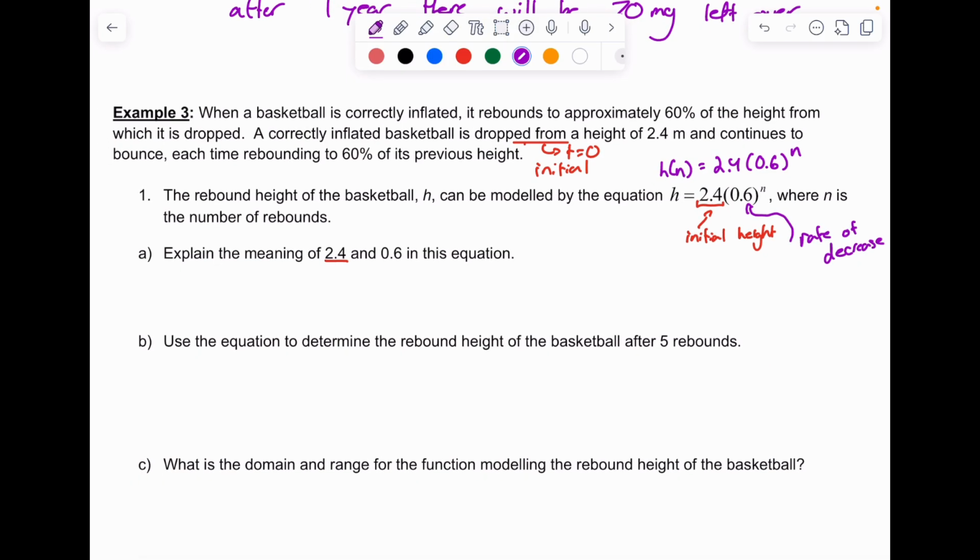So explain the meaning of 2.4 and 0.6. Well, 2.4 is the initial height. And 0.6 is the 60% rate of decrease. Because every time the ball bounces, you have a rate of decrease of 60%. It has 60% of the initial height of what it originally was at.